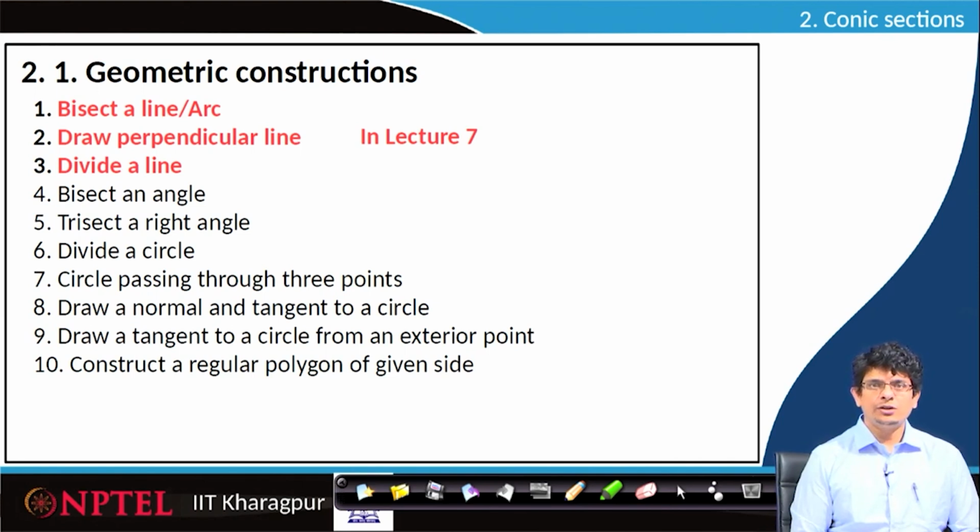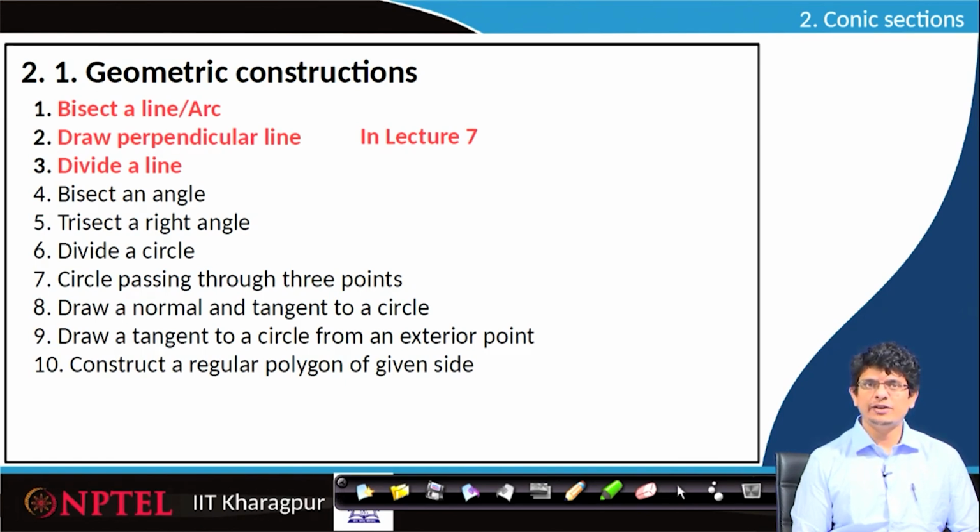To draw any figure, we require typical geometrical construction using protractors, compass, pencil and so on. In the geometric constructions, the first essential parts are how to bisect a line, how to bisect an arc, and how to draw perpendicular lines and how to divide a line. Similarly, how to bisect an angle, how to trisect an angle, how to divide circles.